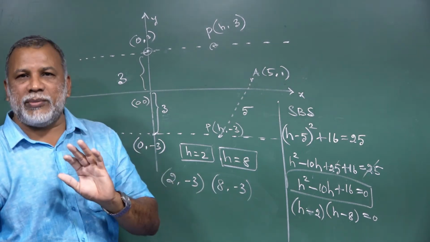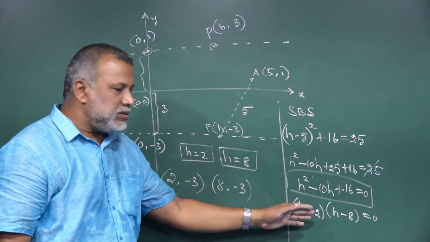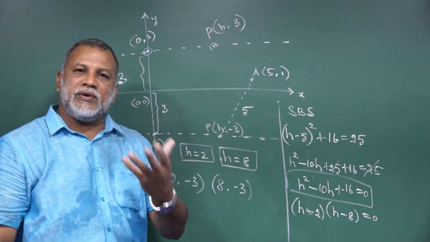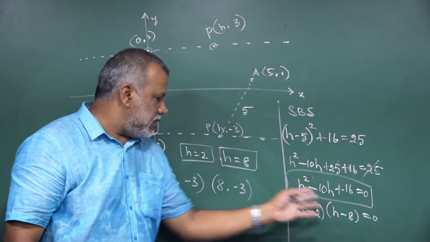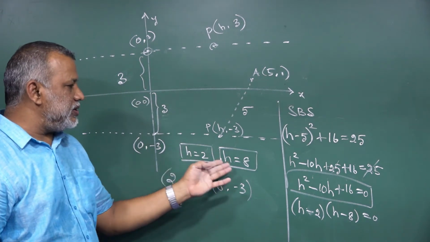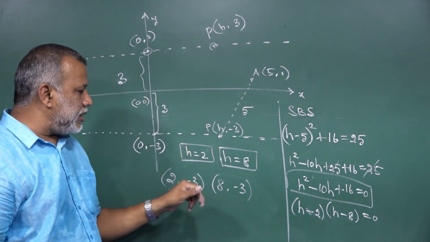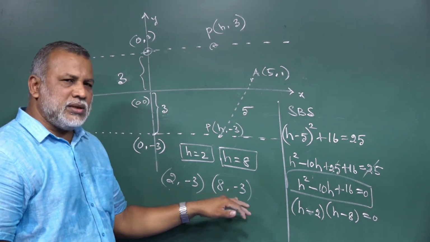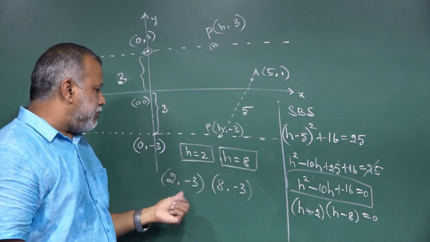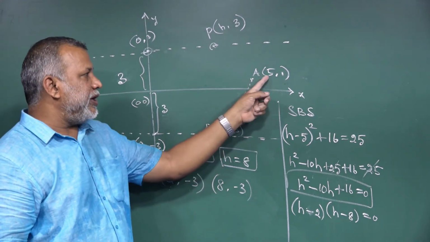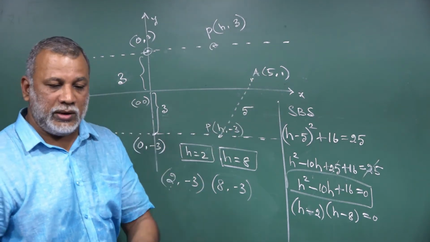Then, removing the root, we get a quadratic equation, which can be factorized straight away: (h minus 2)(h minus 8). Therefore the values are h equal to 2 and h equal to 8, and the points are (2, minus 3) and (8, minus 3). You can substitute here and find the distance, for example taking the point (2, minus 3) with A (5, 1). It should be 5 units only. You are able to verify.